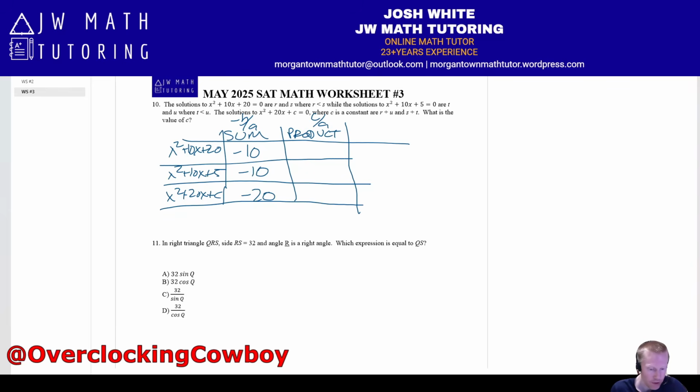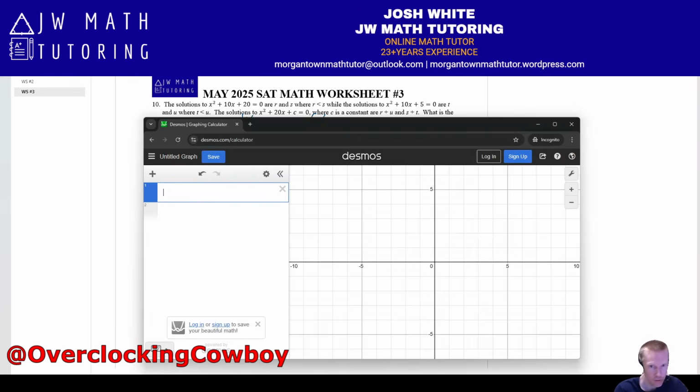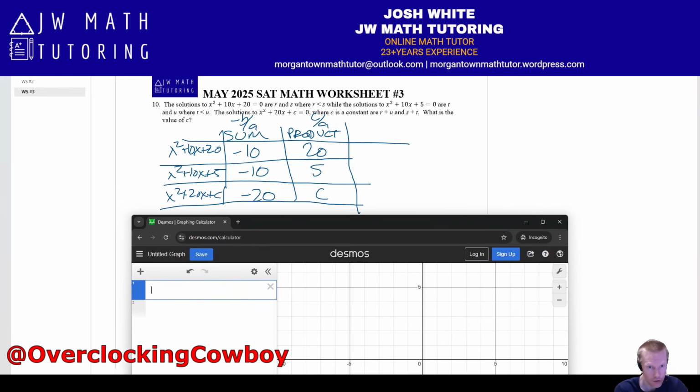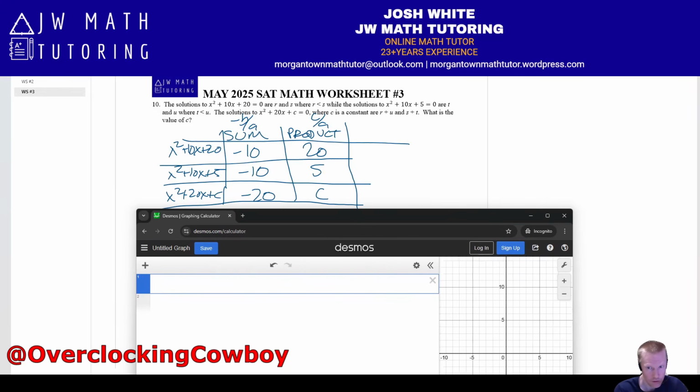All right, now, product of the roots. First equation, c over a, 20 over 1, which is 20. Second one, c over a, 5 over 1, which is 5. Third one, it's just c over 1, or just c. So now what we do is we go to Desmos and we set up a system. It's really a system of equations with like 6 different equations that we're plugging in. So let me just slide this over.